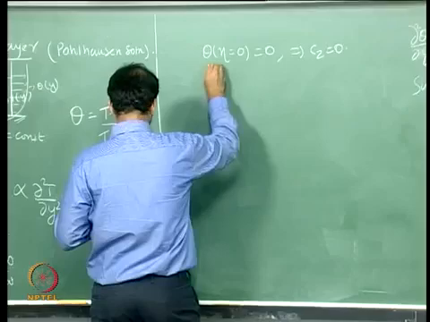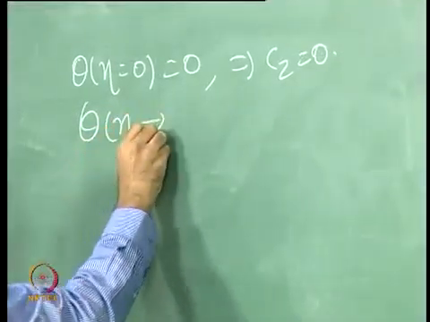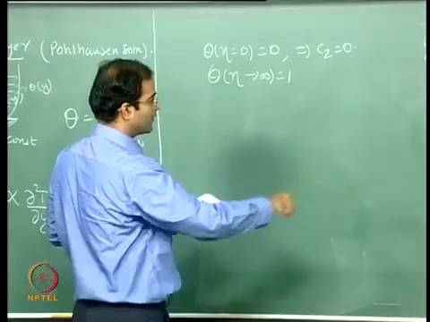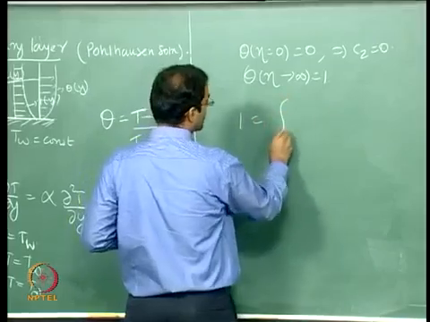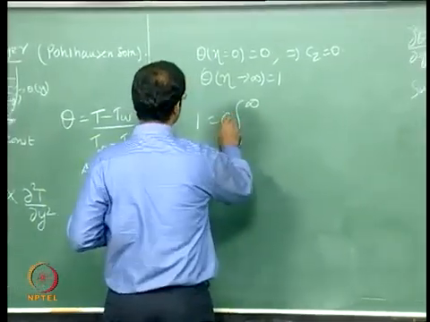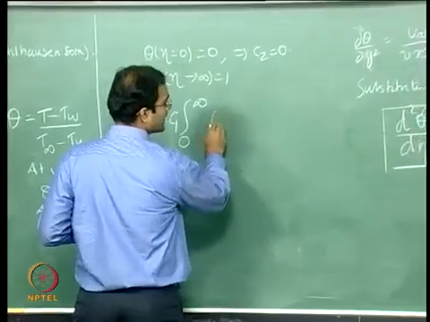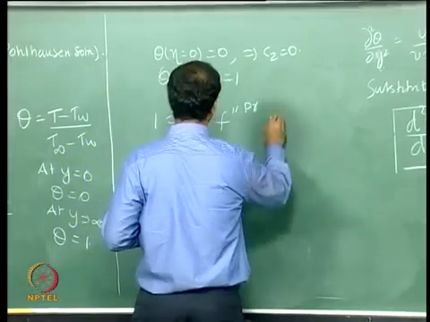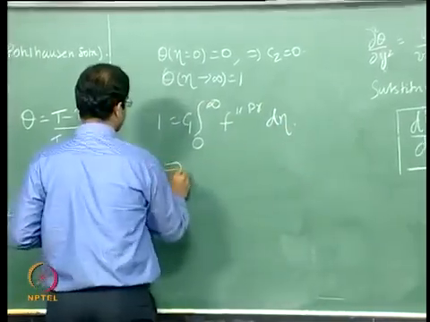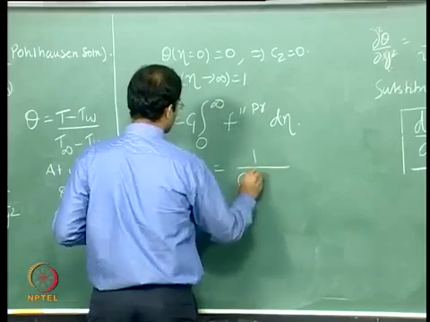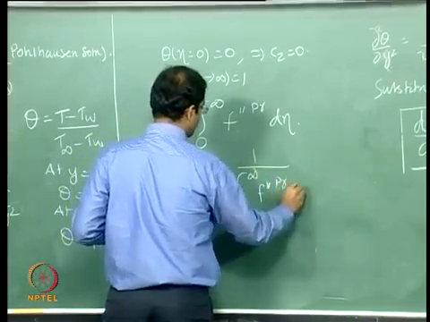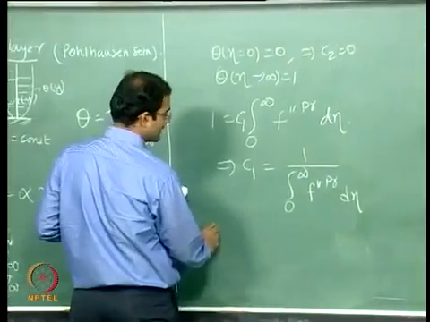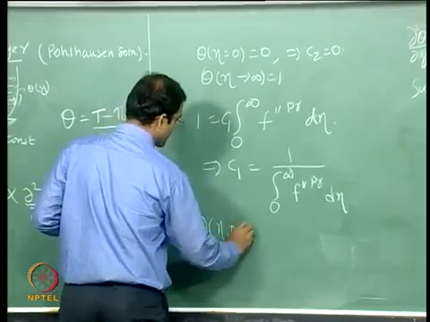And the other boundary condition: eta going to infinity, theta should be equal to 1. So with eta going to infinity, 1 equals the integral from 0 to infinity. I take c1, which is a constant, outside, and this is f double prime to the power Pr d eta. Therefore your c1 is nothing but 1 divided by the integral from 0 to infinity of f double prime to the power Pr d eta. So this gives my final expression for theta as a function of eta and Pr.